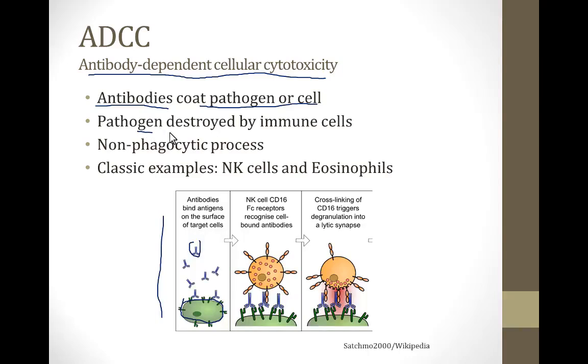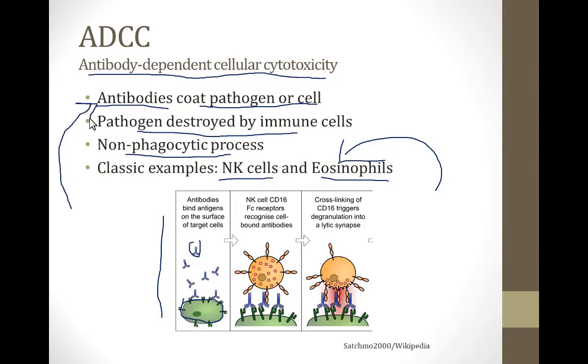The pathogen is then destroyed by immune cells in a non-phagocytotic process. The classic example of the cells which kill the pathogen are natural killer cells or eosinophils. So importantly, these are elements of the innate immune system working together with antibodies, which are elements of the adaptive immune system. In this picture here, the CD16 molecules of the NK cells bind to the Fc portion of the IgG antibodies, and then the natural killer cell degranulates, and this causes death of the cell.